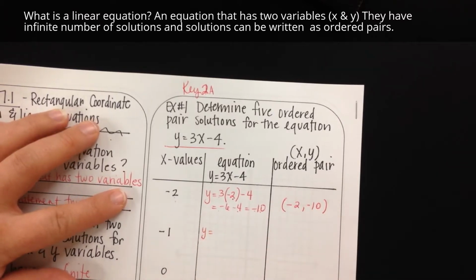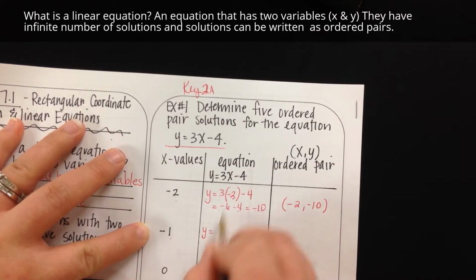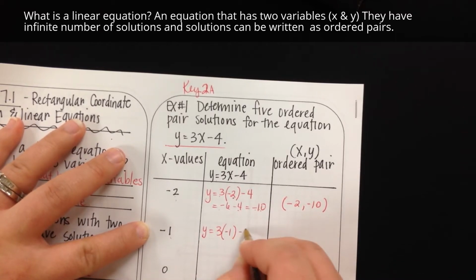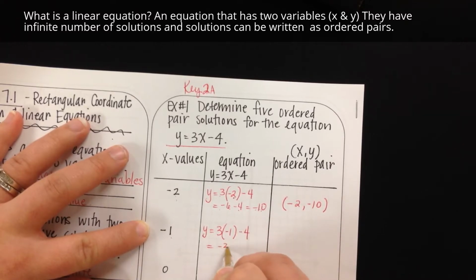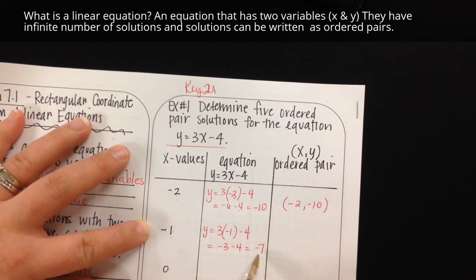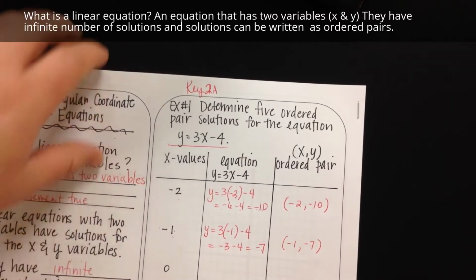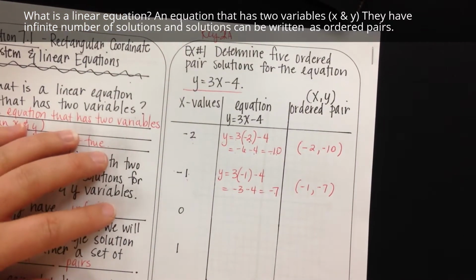Very, very simple. So the next one, we're going to substitute -1 in for x. So the same equation, 3 times -1 minus 4. Solve straight down. 3 times -1 is -3. Minus 4 is -7. So I've got two values. I've got my x, I've got my y. -1 comma -7 is my ordered pair. Very simple. Or at least it should be. If it's not, let me know and I can kind of rephrase things.